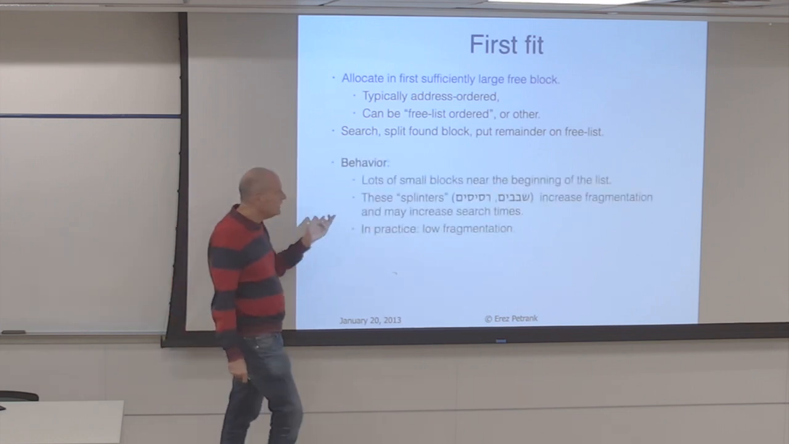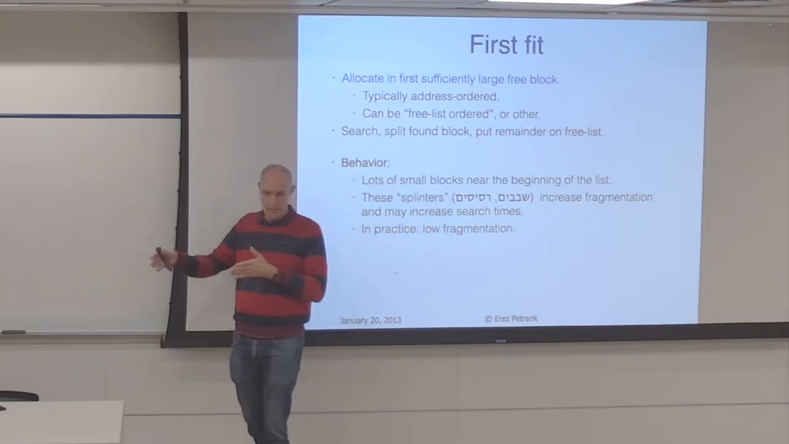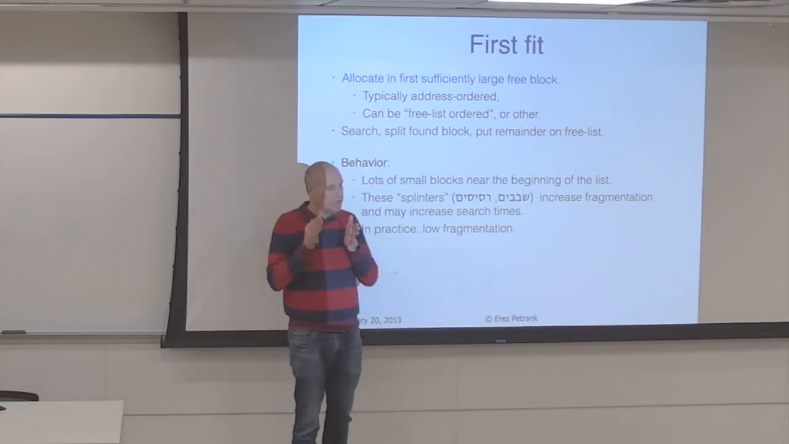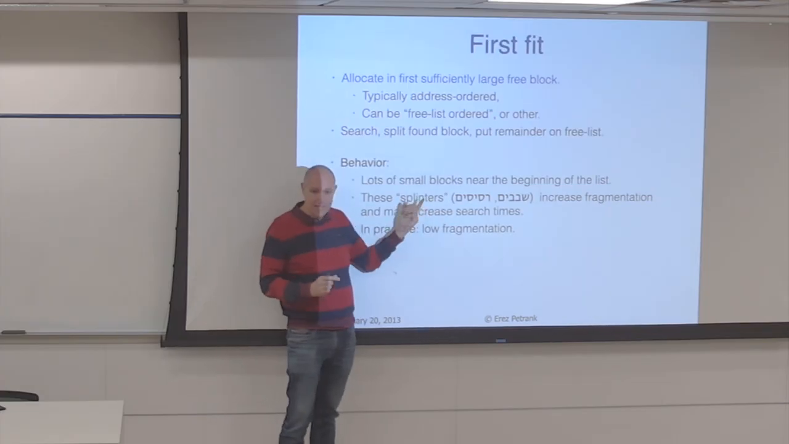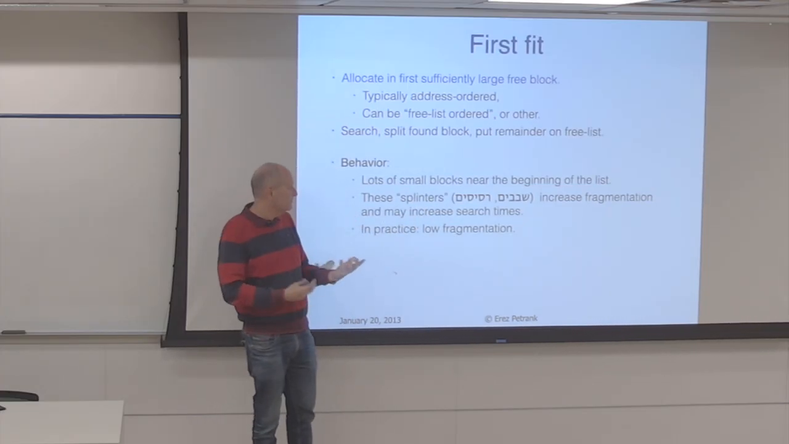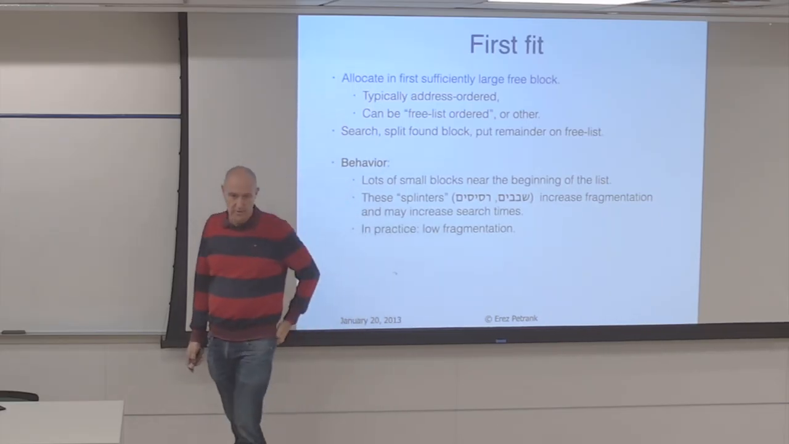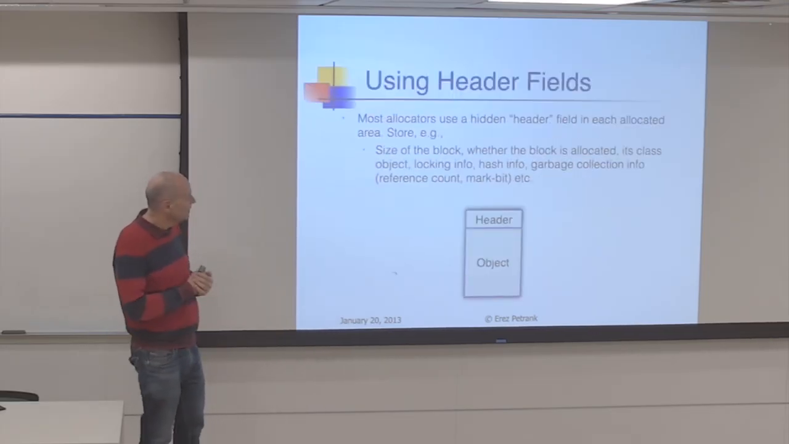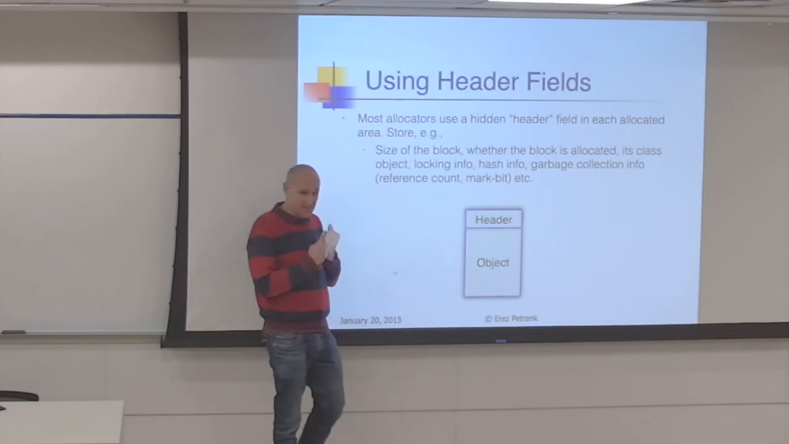So usually in the beginning of your free list, or whatever way you go over the spaces, you'll have lots of small splinters. You have small things that cannot be used, but it's not really bad. In practice, there is very low fragmentation when you use first fit. So it's also good.